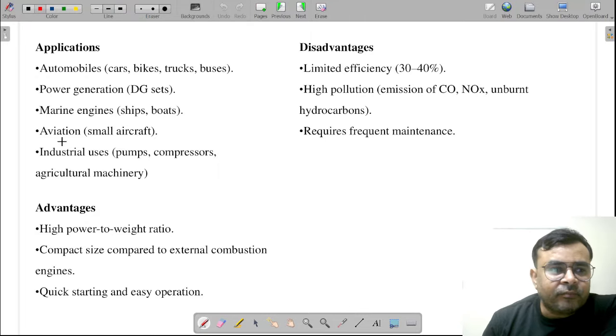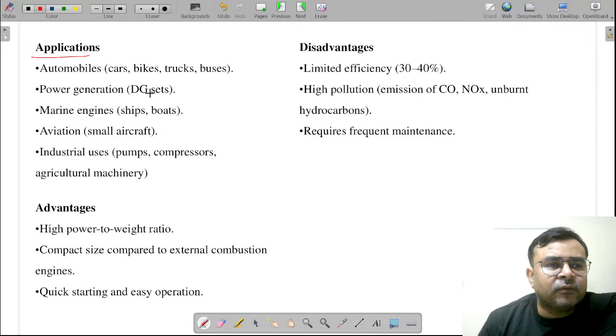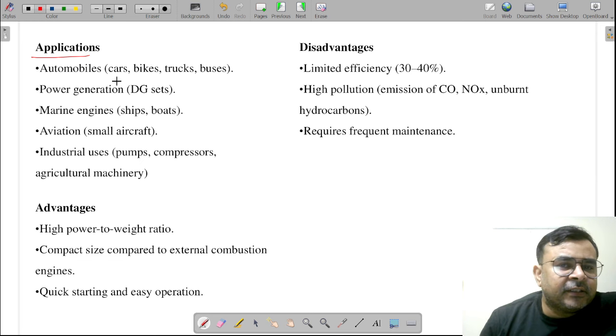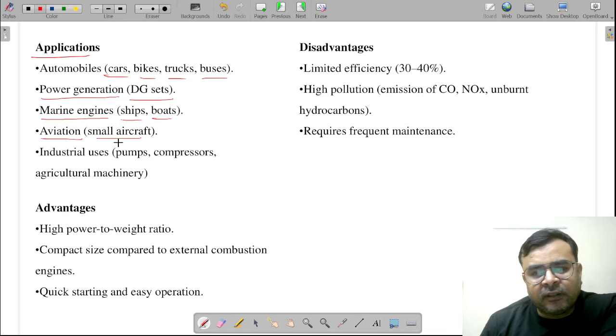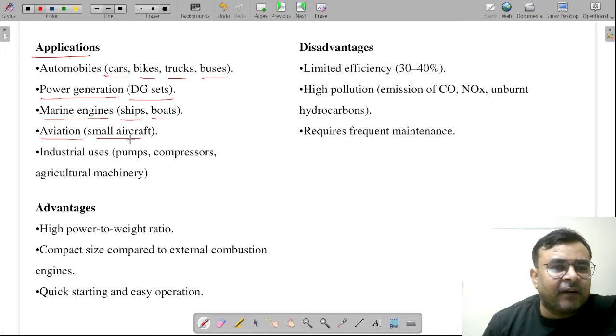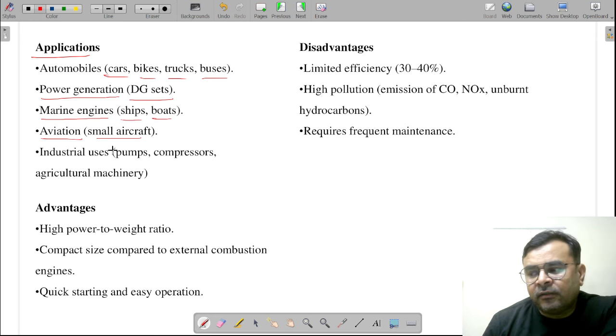Now, if I talk about the applications, then of course the internal combustion engine is used in modern automobiles like cars, bikes, trucks, buses, and it is also used for power generation, like in a DG set. It is also used in marine engines, for running ships or boats. In aviation, small aircraft are also run by this engine. But of course the commercial and big size aircraft are not run by internal combustion engines, they use jet engines.